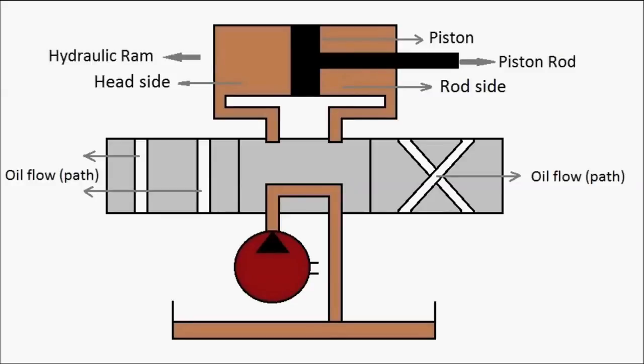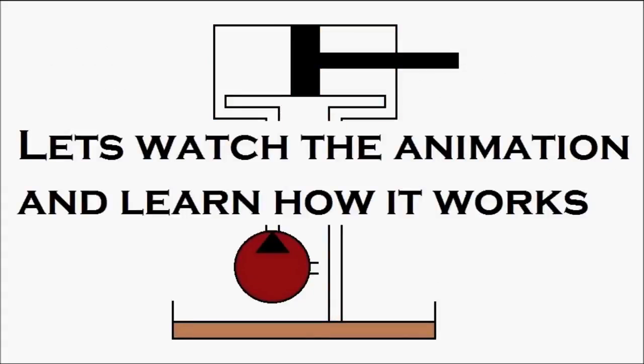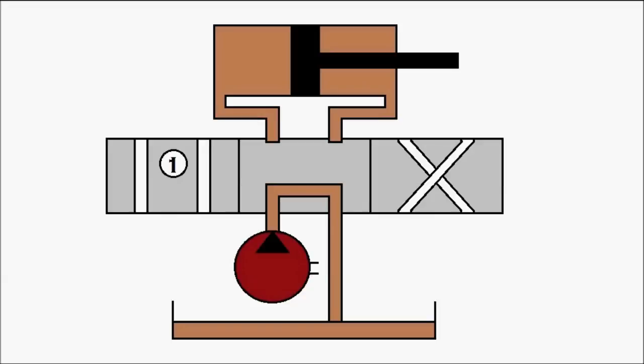There you can see the oil flow path. That's the path in each of the sections through which the oil flows from the hydraulic pump towards the hydraulic ram. Now let's watch the animation and learn how exactly it works. Here we have 3 sections or 3 positions for the direction control valve. As you can see, 1, 2 and 3. The second position is the neutral position, which we'll be discussing first.